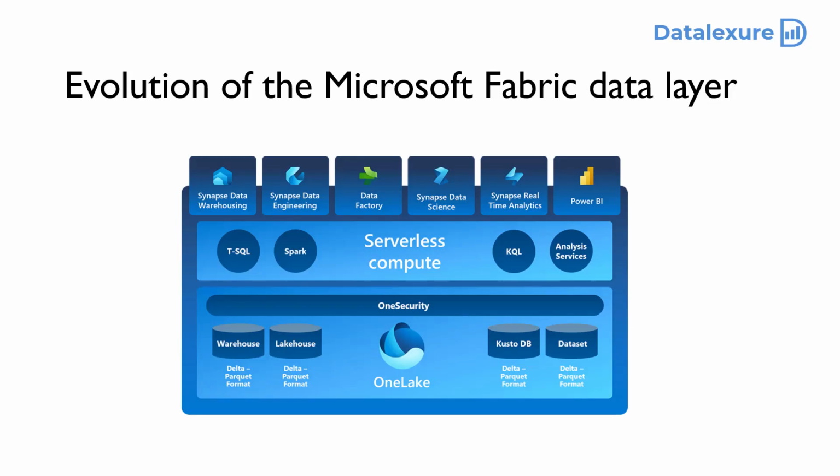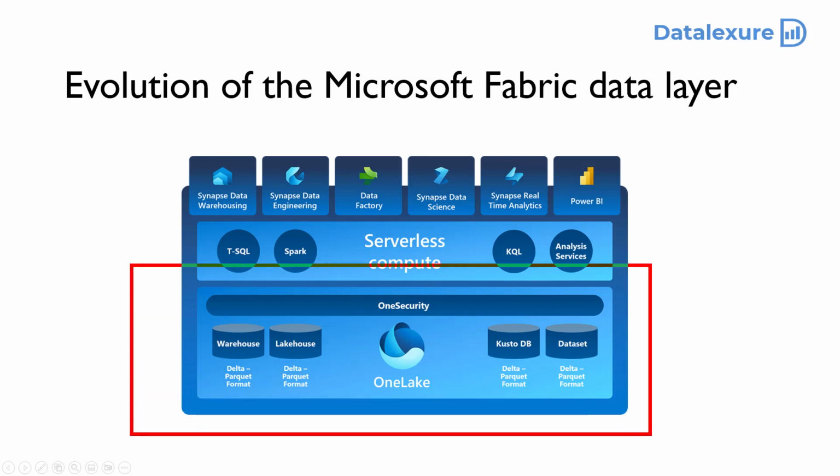I'm going to start this video with the same picture I'm going to finish with. This is Microsoft Fabric, and we're going to look at the Microsoft Fabric data layer, which are these components. These are the warehouse, lakehouse, Kusto DB and dataset.